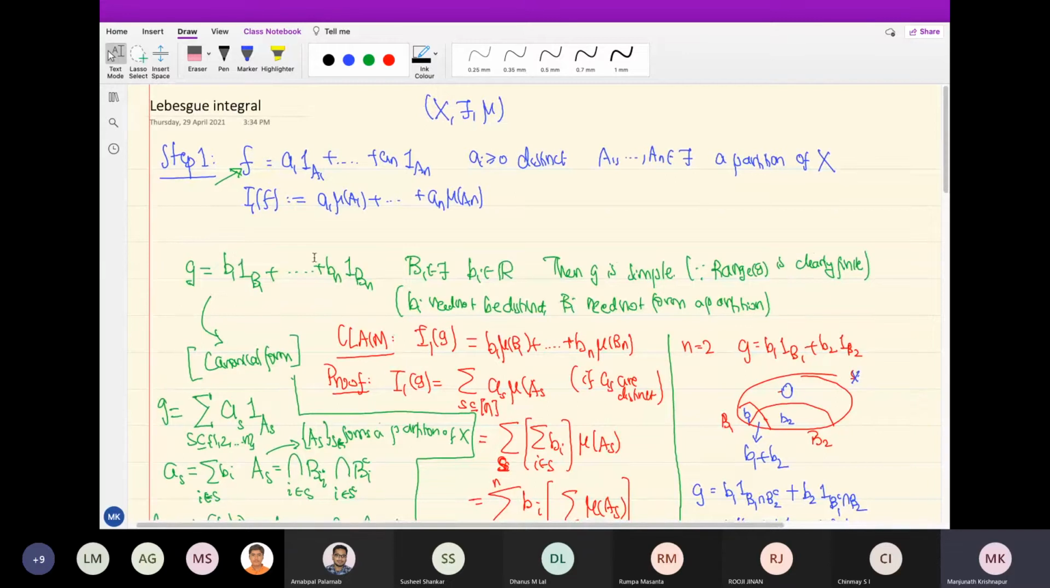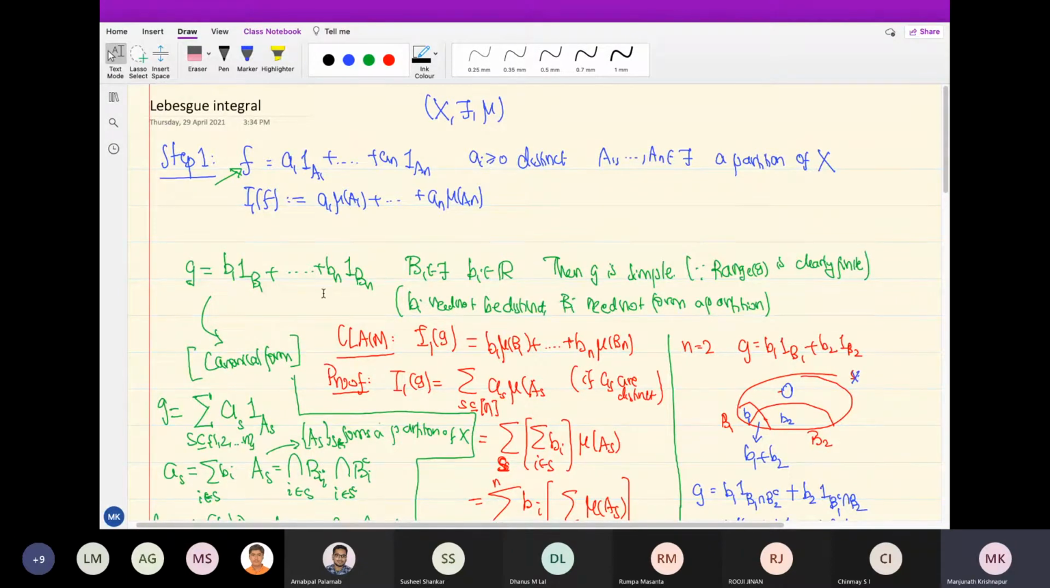What we want to do is first understand I1. This is defined for simple non-negative measurable functions. When it is in this form, we call it the canonical form: the capital Ai's form a measurable partition of X and the small ai's are distinct. That is the canonical form of a simple function.